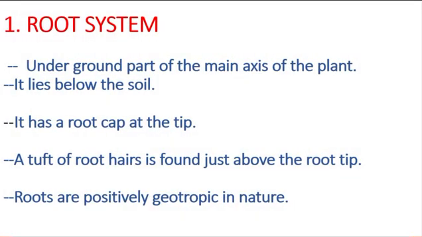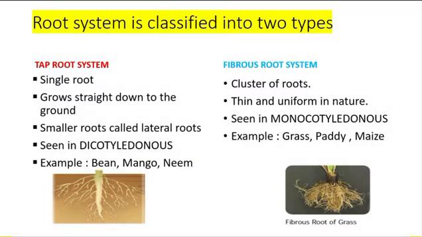Root system. The underground part of the main axis of the plant is known as root. It lies below the surface of the soil. It has a root cap at the tip. A tuft of root hair is found just above the root tip. Roots are positively geotropic in nature. Root system is classified in two types. They are taproot system and fibrous root system.